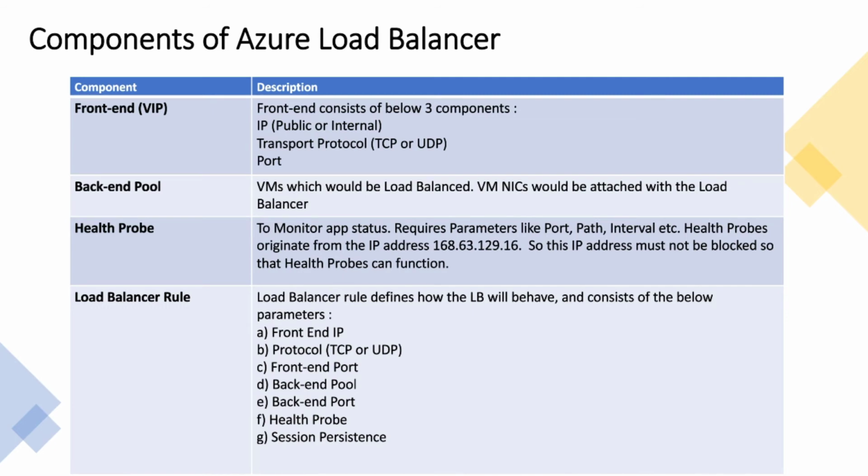Next, we have the load balancer rule. A load balancer rule is simply a mapping between the front end IP configuration and the backend address pool. Whatever we map between front end and backend is done with the help of the load balancing rule. We map the front end and back end so we can easily redirect or distribute the traffic amongst the VM or a group of VMs. These are the rule settings: front end IP, protocol, front end port, back end pool, back end port, health probe, and session persistence. We need to define all of these when we create a load balancer rule.